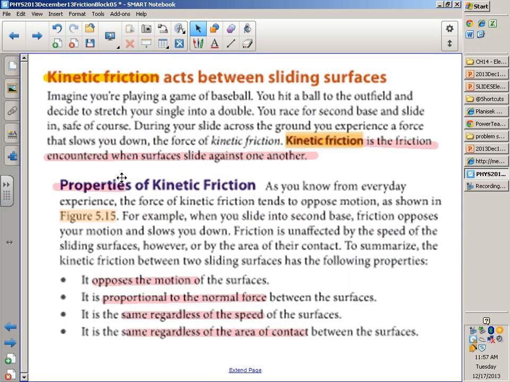Yesterday, we introduced the idea of kinetic friction. Kinetic friction is encountered when surfaces slide against one another. Kinetic friction is the friction that acts on moving objects, right? That's generally what most people think of when we talk about friction. We're dealing with things that are moving, in opposition to that moving object. And we talked about some of the properties of kinetic friction yesterday.